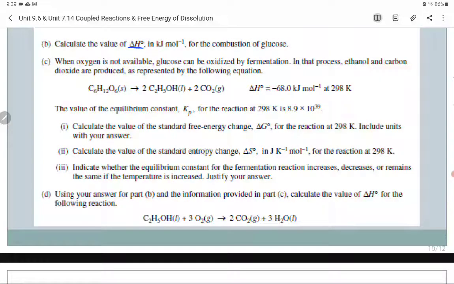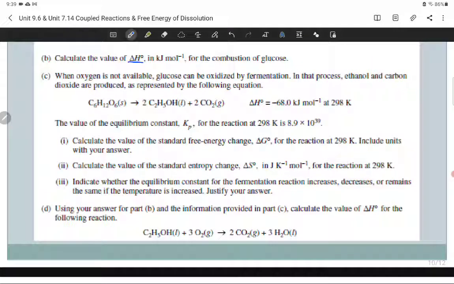Part C. Okay, when oxygen is not available, glucose can be oxidized by fermentation. So here's our reaction this time, and we have a different delta H. It says there's a Kp given. This Kp means it's very much left to right. Calculate the value of delta G. First of all, I think delta G is going to have to be negative. Let's also talk about units. Delta G is going to be in kilojoules per mole.